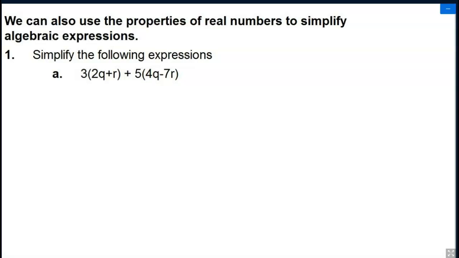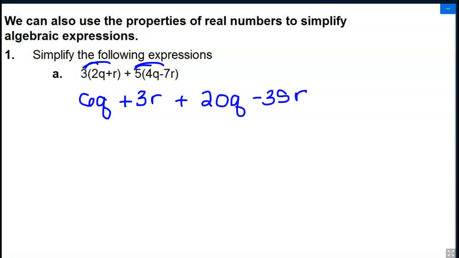Okay, the second part of the lesson is to rewrite algebraic expressions by simplifying using the distributive property. So what we do in this example is to distribute the outer numbers. So 3 times 2 is 6q plus 3r plus 20q minus 35r. So we distribute and then combine like terms. So 6 and 20 gives 26q, minus 35 plus 3 is 32r.